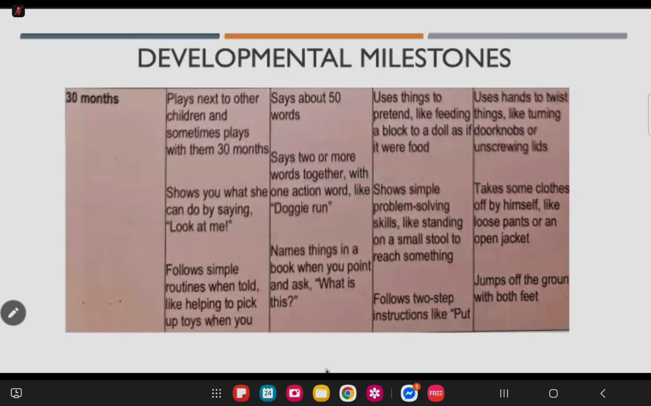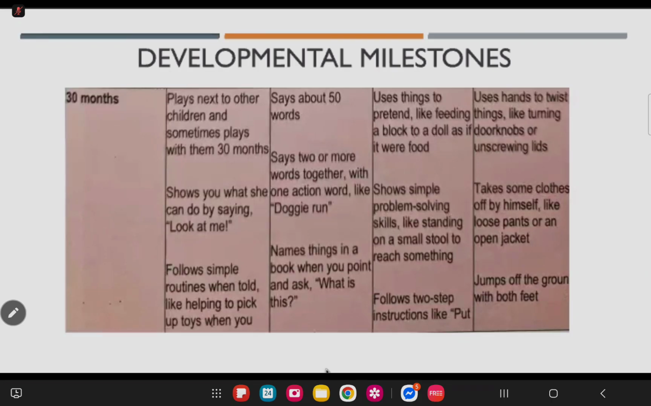Okay, at 30 months, so this is almost 3 years old. At 30 months, they can already say, look at me, or they follow simple routines, for example, cleaning up toys. They can already do that. They also develop cooperative play at this time. So they play with other children, although they may not play nice, but they still play with other children.